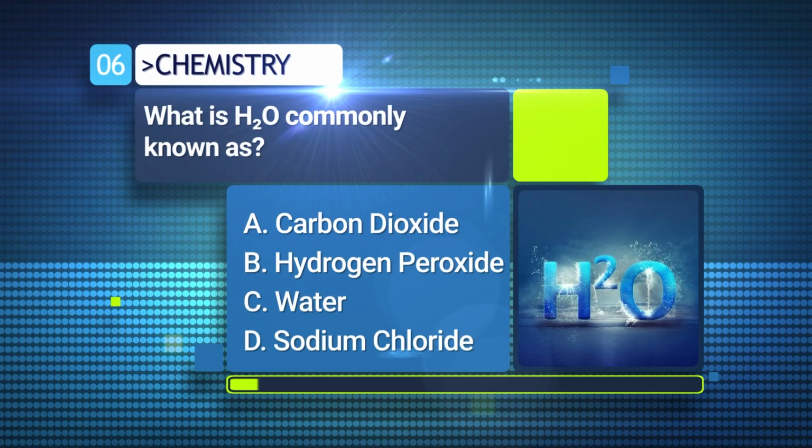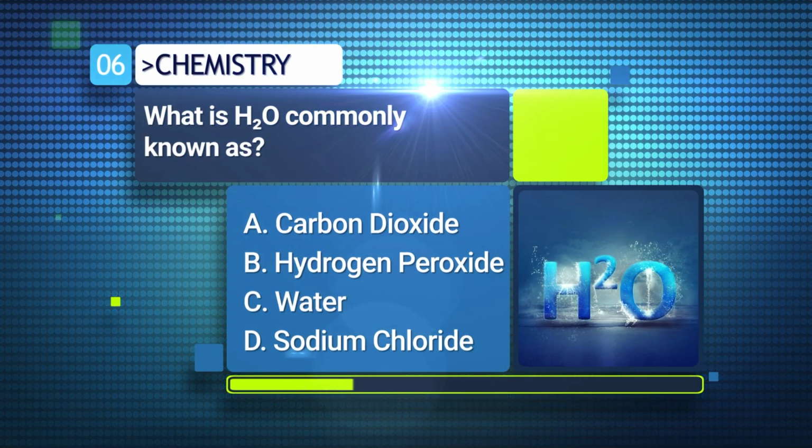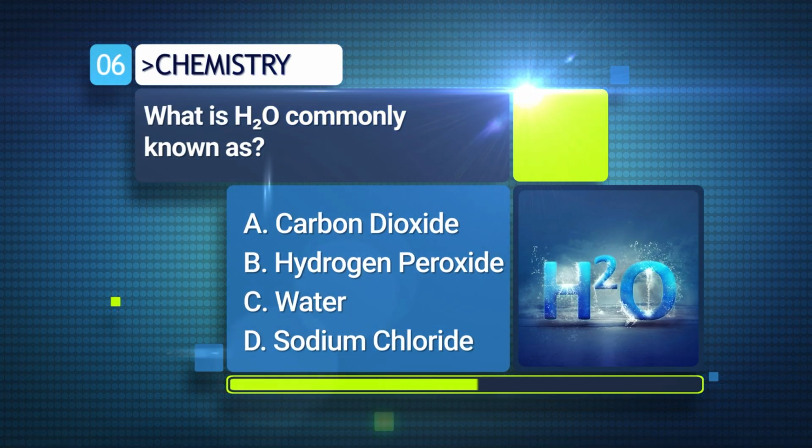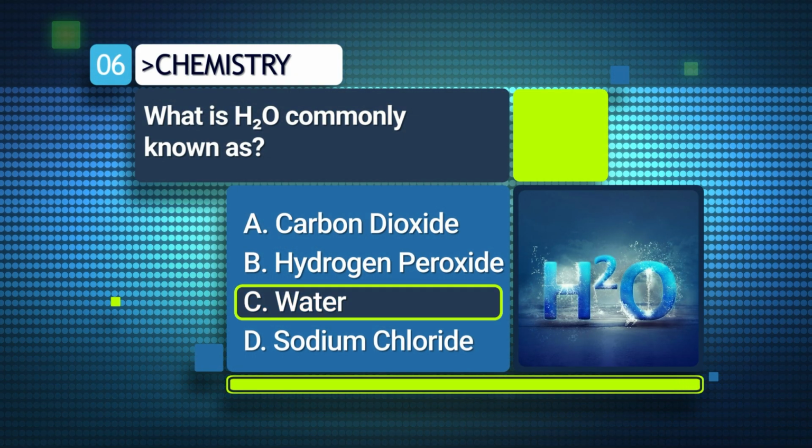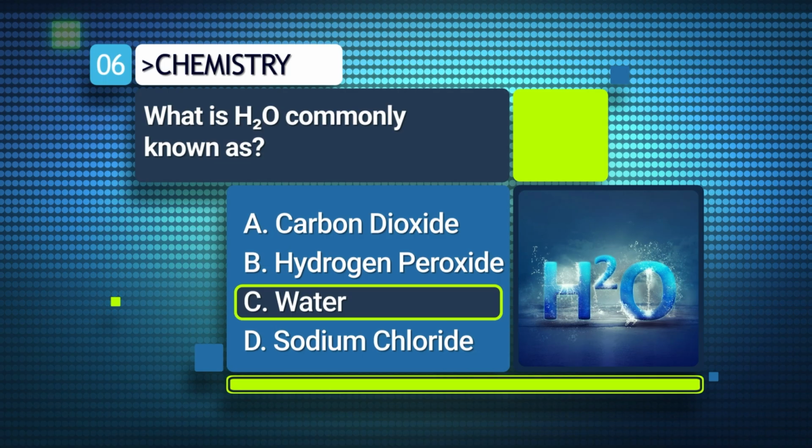Number 6. What is H2O commonly known as? A. Carbon dioxide. B. Hydrogen peroxide. C. Water. D. Sodium chloride. The answer is C. Water.